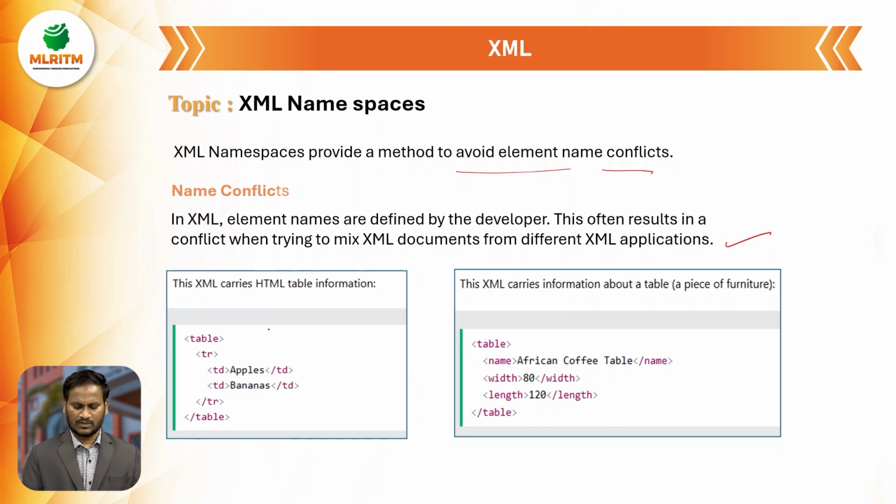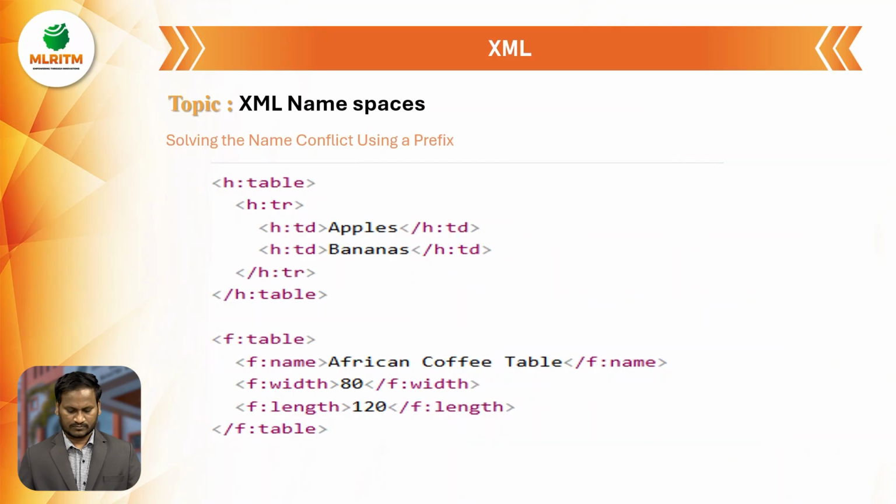A simple example: a table where we have given apples, bananas. Next one, African coffee table: how much is the coffee table's width and length? A table with width and length is given. This is a simple namespace example for the namespace of XML. A simple program to define a namespace.